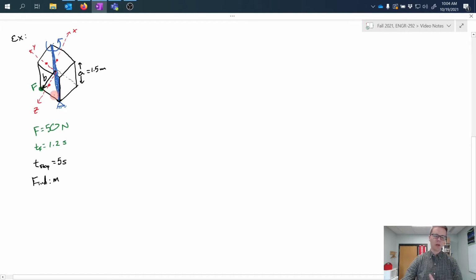into or out of the screen, and apply a force of 50 newtons for 1.2 seconds, if we know that, or can observe that, this structure takes 5 seconds for the cube to complete one revolution, which gives us a measure of its angular velocity. What is the mass of the structure? So there's a few things going on here, and we'll walk through some of the considerations that we're going to have to make to make this solvable.